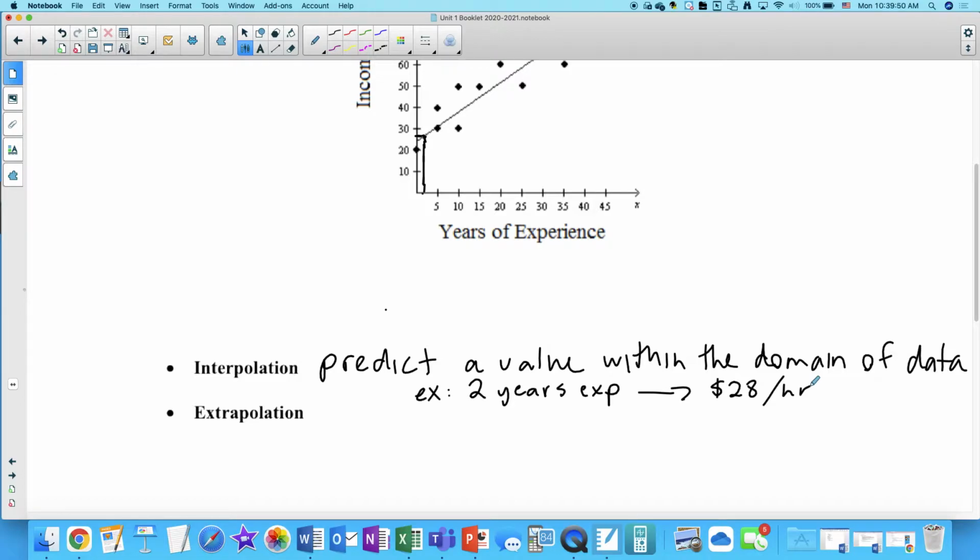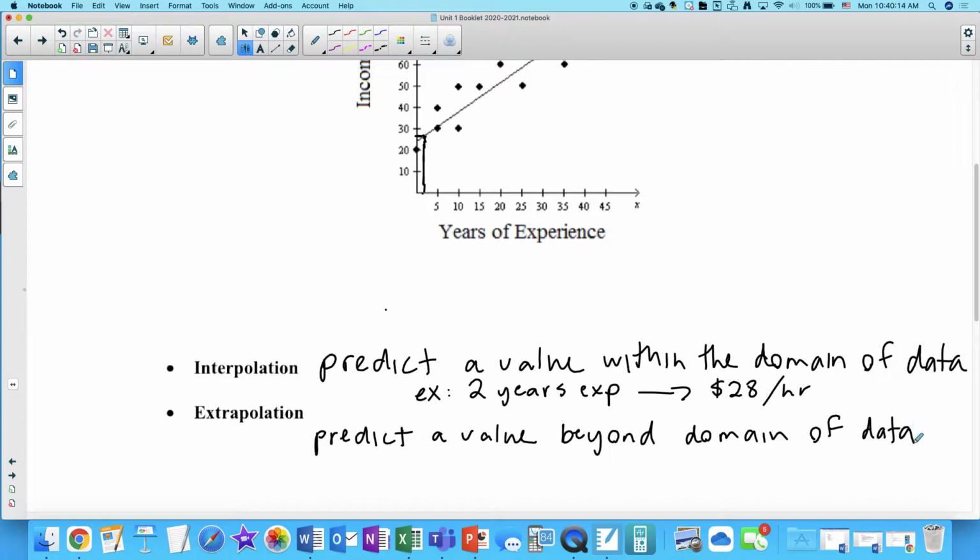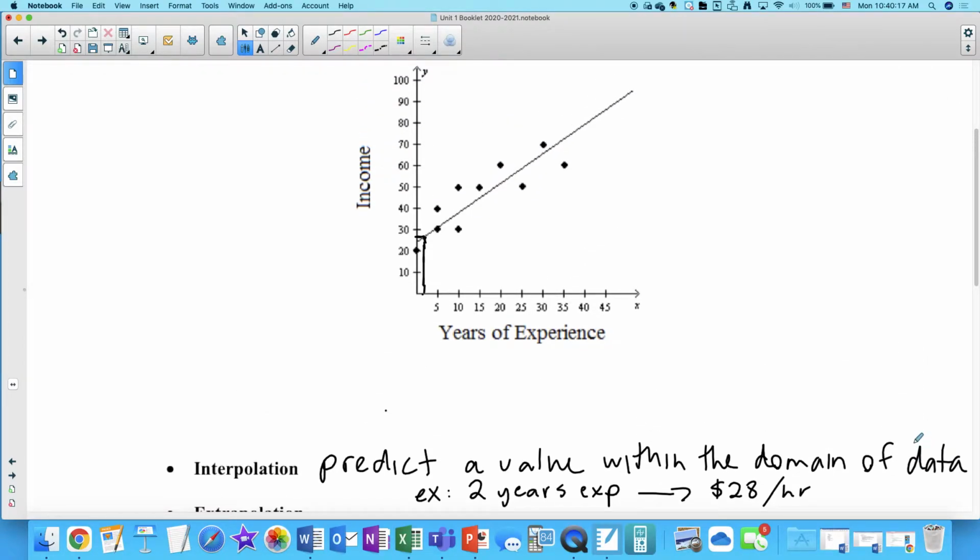Okay? Extrapolation is when we make a prediction about a value beyond the domain of the data. Okay, so if I go back up to this graph, if I wanted to know how much would you make per hour after 45 years of experience? That's about what? 82? No. Oh, these go up by 10. So that's about, I don't know, $83 per hour?